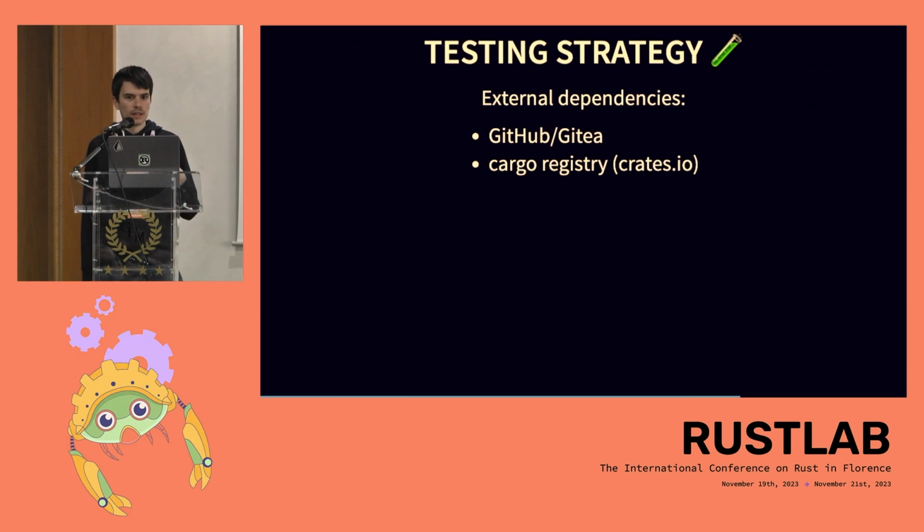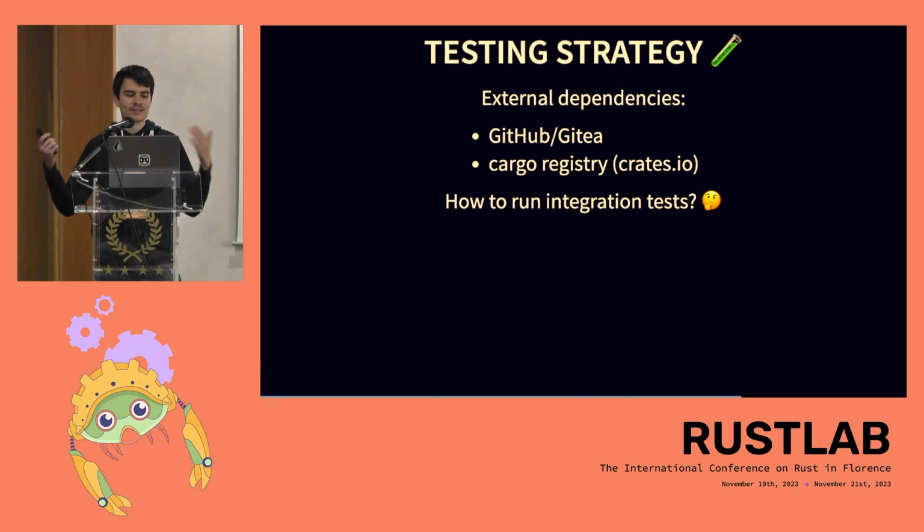So Release-plz has some external dependencies. For example, GitHub and Git to create the release PR, to create the release, and of course a cargo registry such as crates.io. So I like integration tests. How do I run integration tests on Release-plz without creating pull requests on GitHub or publishing random crates on crates.io?